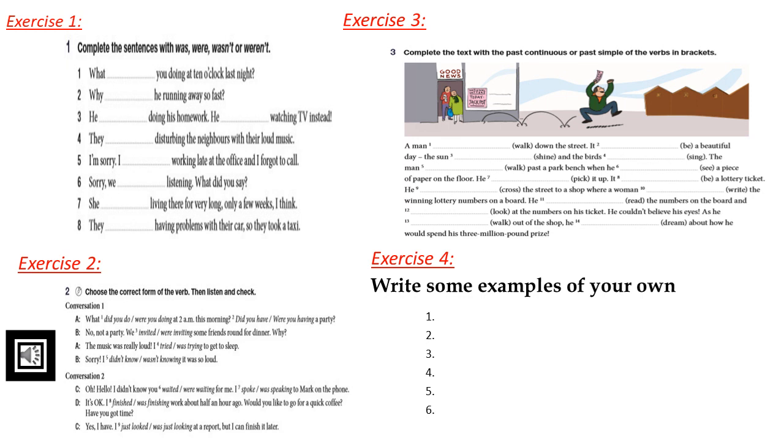Okay, we move to exercise 2. Choose the correct form of the verb, then listen and check. Yeah, we've got two conversations. So listen carefully and try to circle or underline the correct option. Exercise 2. Conversation 1.